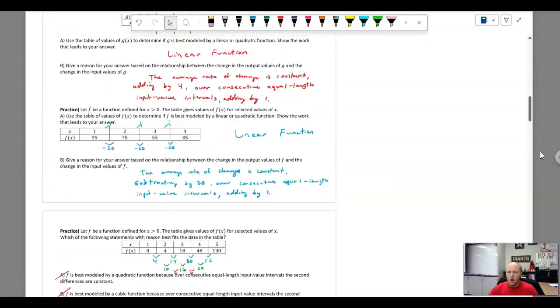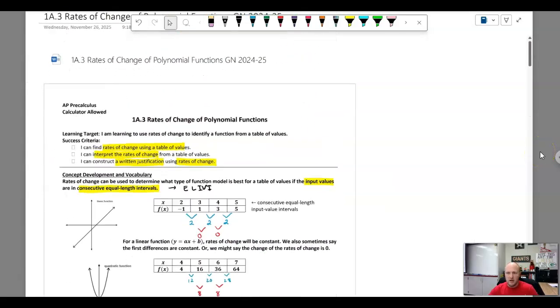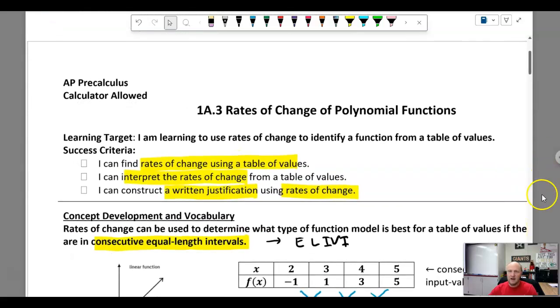Okay, so hopefully in this video you learned about average rate of change and how that relates to identifying functions. A linear function has a constant average rate of change. For a quadratic function, the change of the average rate of change will be constant.